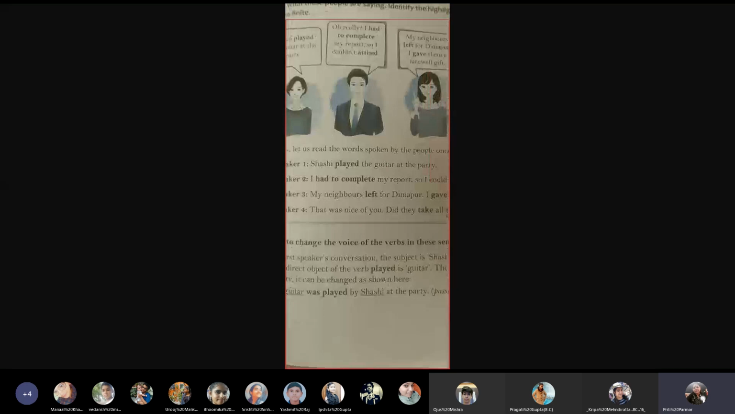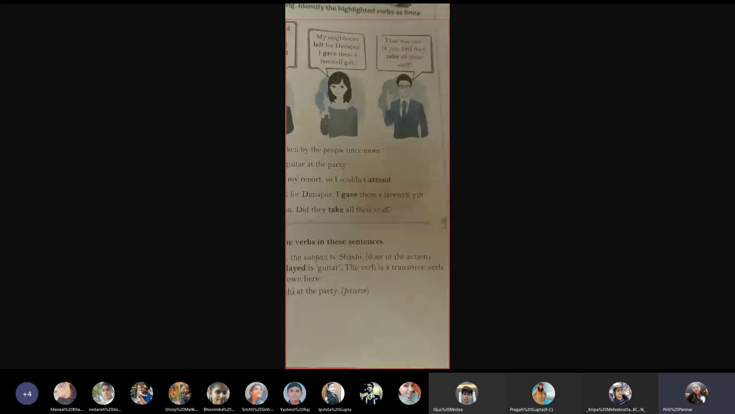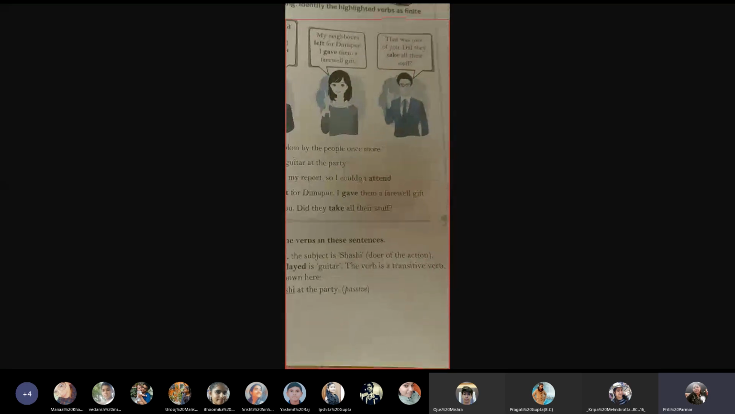My neighbors left for Dimapur. So now I'll repeat the whole passive sentence. My neighbors left for Dimapur. This will not change. Whereas the second part of the sentence would change. I gave them a farewell gift. This is active right now. To change it into passive, it will be a farewell gift was given to them by me.